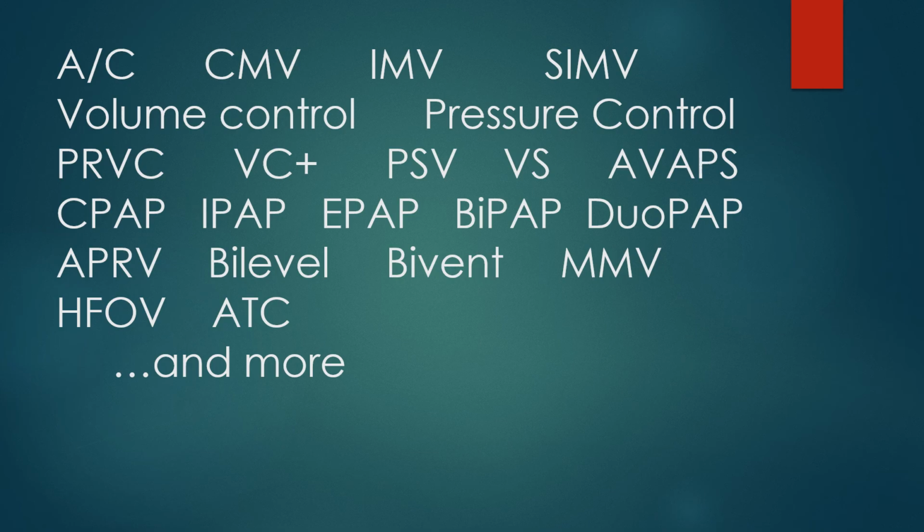IMV became SIMV because the patient was breathing in IMV. He wasn't really synchronous with the ventilator. In other words, the ventilator would give the patient a breath, and then he would take a spontaneous breath and exhale, take a spontaneous breath. But if it was time for the machine to give another breath, it would force that breath on that patient while he's trying to exhale.